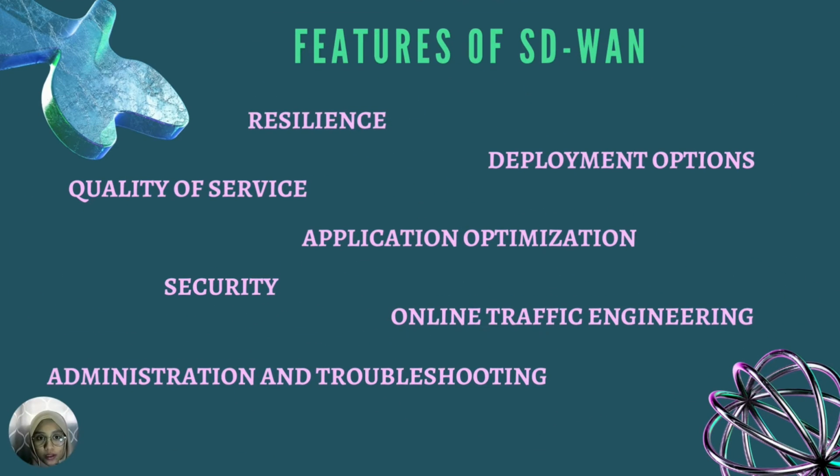Okay, next we will continue with the features of SD-WAN that consist of 7 parts: resilience, quality of service, deployment options, application optimizations, security, ownership, engineering, and administration and troubleshooting. So we continue with the problems of WAN.